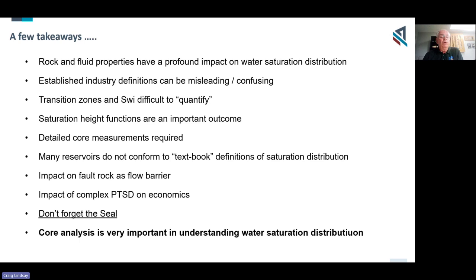A lot of reservoirs are not textbook. There's complex situations, and other things can affect the fluid distribution. And we can see that not to forget the seal. We come to the top of the reservoir, we haven't exceeded the pore entry pressure, so we have the seal there. And that's all I have.